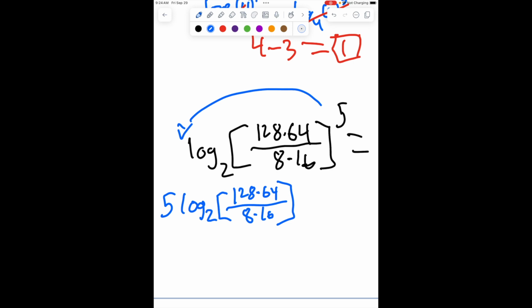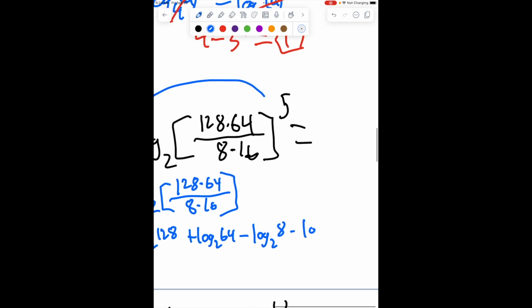So the first thing I see is I've got multiplication on the top. So I'm going to split this apart, keep my 5 outside, and I'm going to say, I don't need it quite so big. I'm going to say log base 2 of 128 plus log base 2 of 64 minus, because I'm on the division part, log base 2 of 8 minus log base 2 of 16.